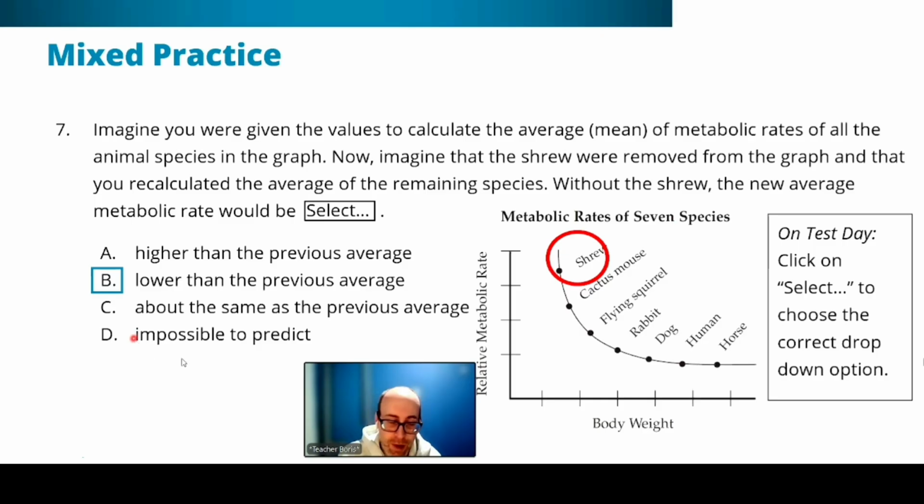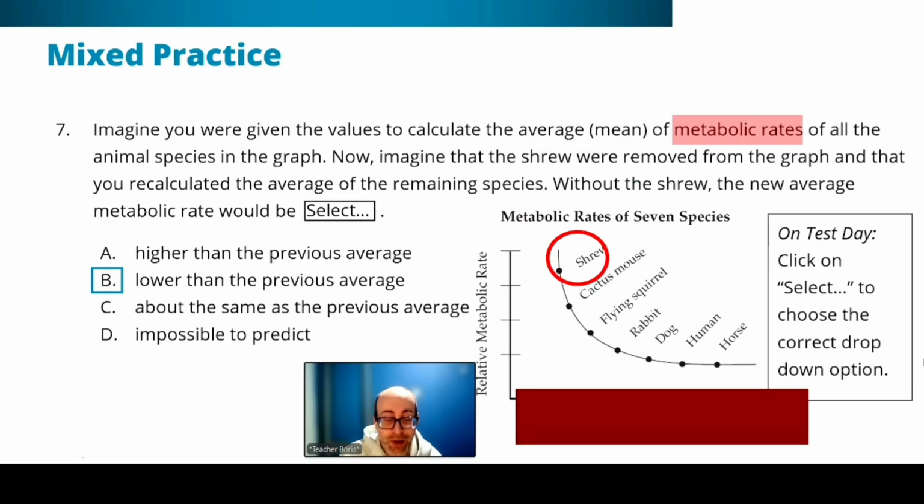A was our other more popular trap. The thing is that if we're talking about body weight, A would be correct. But we are talking about the metabolic rate. So for this, you're only considering the y-axis, not the x-axis. So this is a case where you just got to be really careful to read the question.